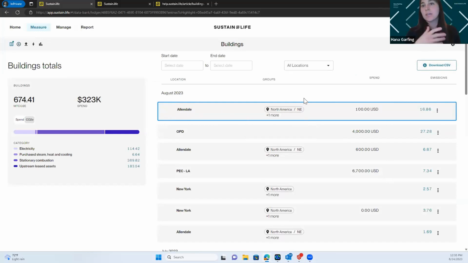If you have any groups or anything, which we also have help content, and I think even previous webinars that cover, this will show up here too. And then you're just getting a summary of what your spend is and your emissions is for this particular entry. You can view or edit or delete anything that you bring into the platform.